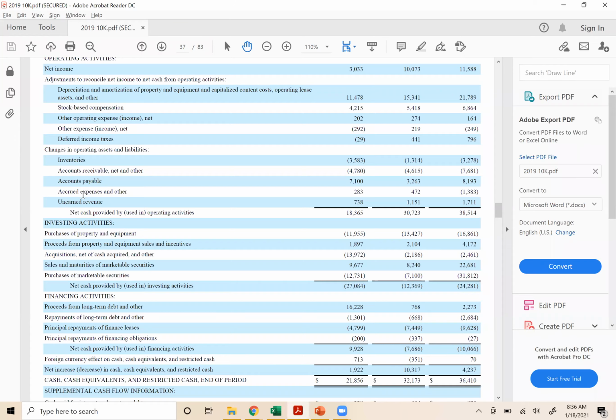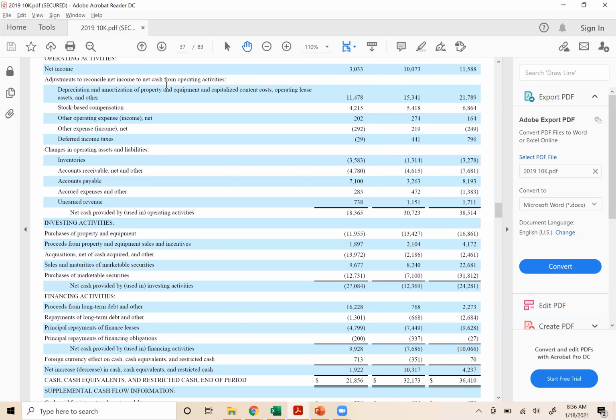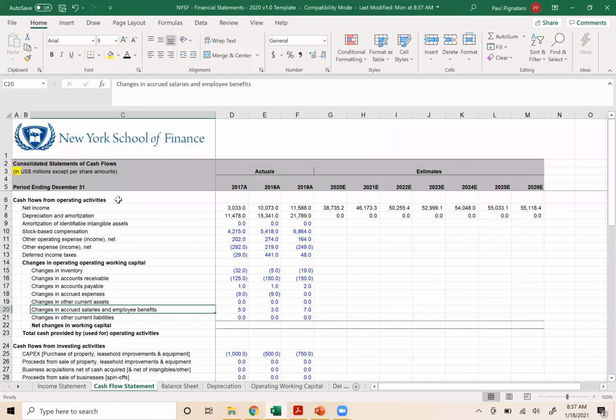What's next? Accrued expenses. This says prepaid expenses, so let's just call this accrued expenses. And then unearned revenue. I'm just going to call this other current assets, and I'm going to call this unearned revenue. Changes in unearned revenue.